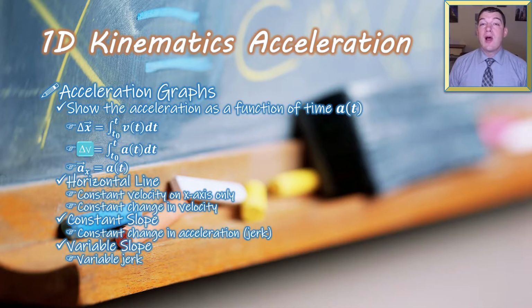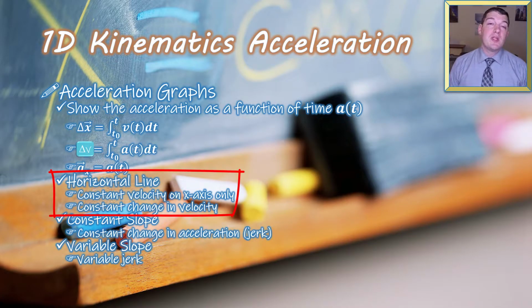While again, we can see features that look similar to position graphs and velocity graphs, a horizontal line on either of those has a different meaning, and as you can imagine, the horizontal line on an acceleration time graph is also going to give us a different meaning. It's going to be a little more similar to the velocity time graph, but not exactly the same.